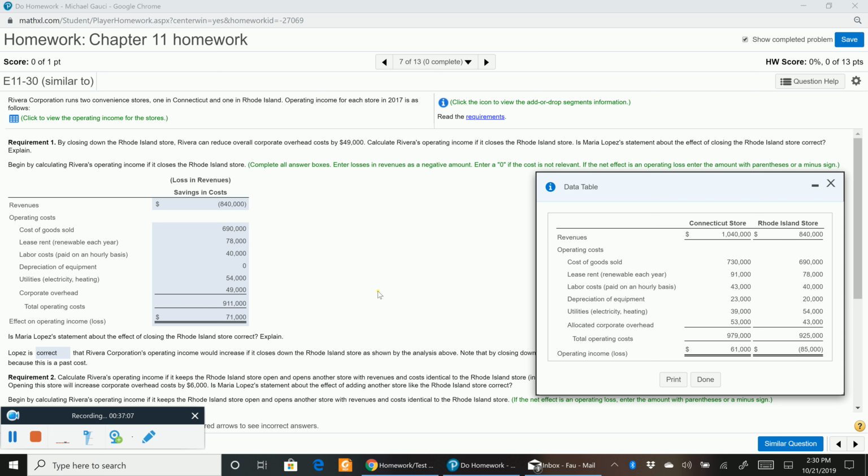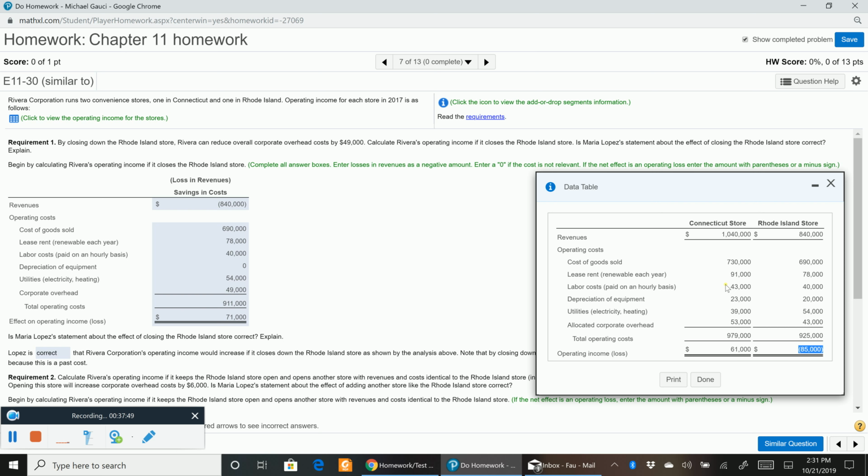In this next problem, we have a company, Rivera Corporation. They have 2 convenience stores, one in Connecticut, one in Rhode Island. And over here in the far right-hand column, we're taking a look at the data. For the Connecticut store, it looks like revenues less the operating costs, positive $61,000 in operating income. The Rhode Island store, revenues of $840, less operating costs, gets you to an operating income that's negative $85. So at first glance, you're thinking to yourself, we should close the Rhode Island store. We are losing $85,000 a year. Should we go ahead and do so?